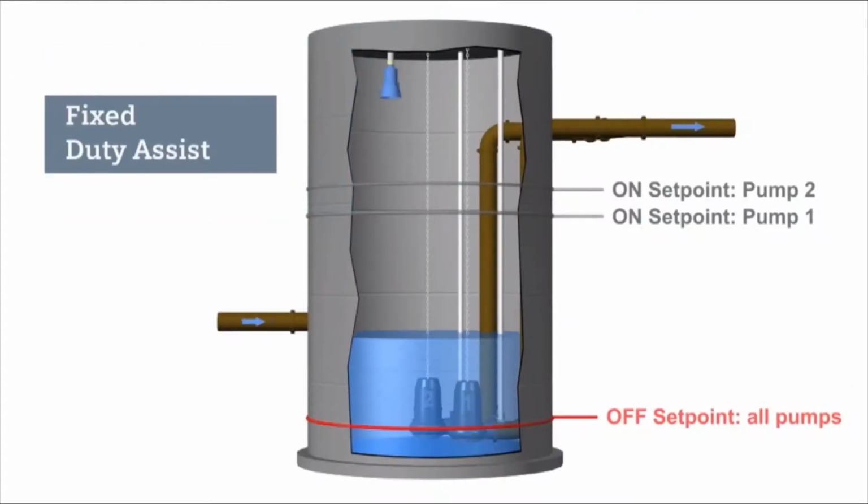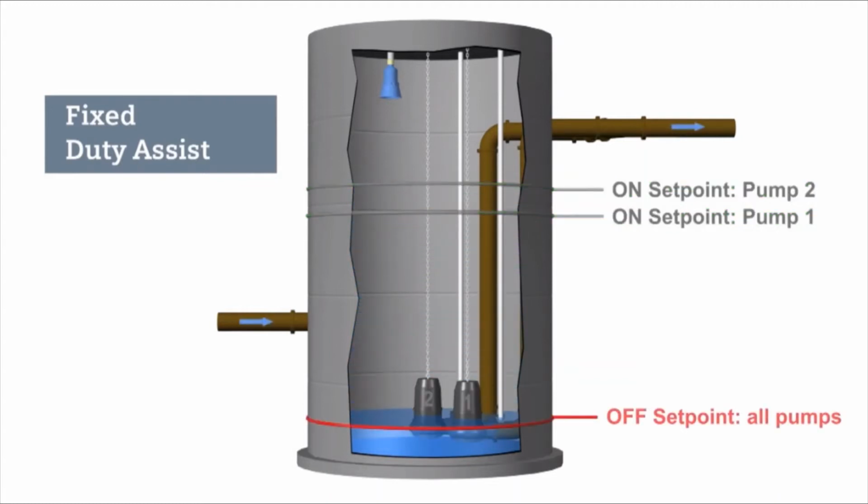The fixed duty assist routine mainly uses one pump to control the liquid level. In this example, pump 1 will always start before pump 2. When the liquid level reaches the pump 1 on set point, pump 1 will turn on. If the liquid level continues to rise while pump 1 is running, pump 2 will start. Pump 2 will assist pump 1 to lower the liquid level.